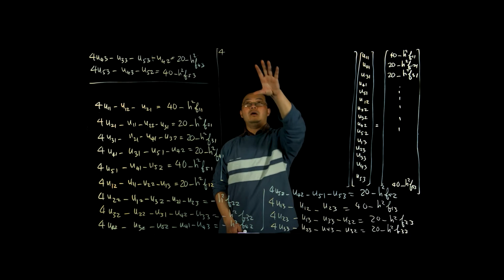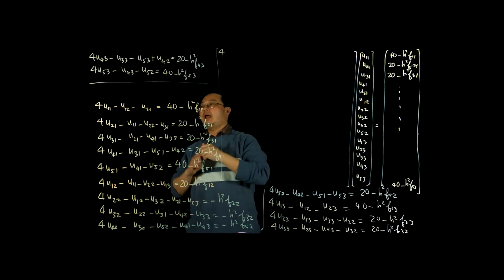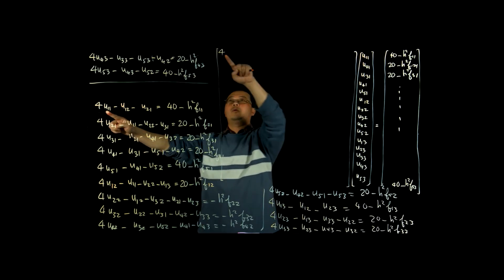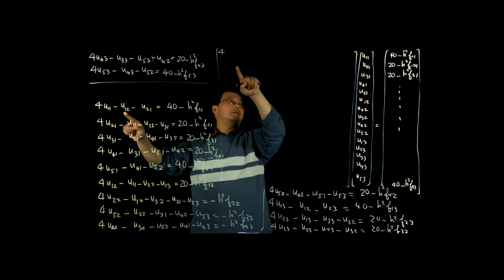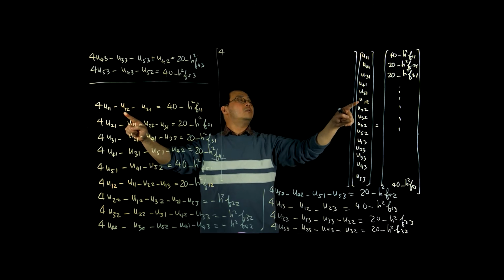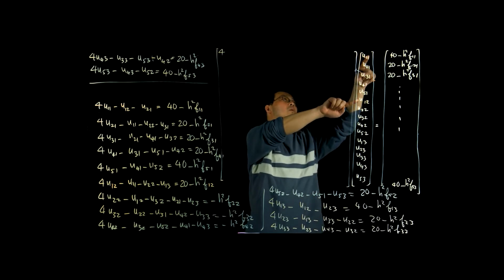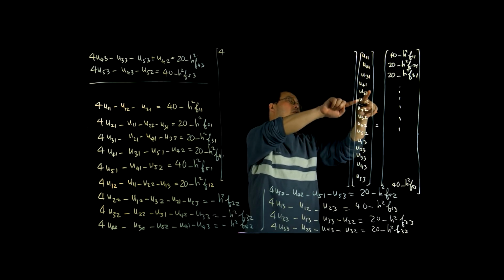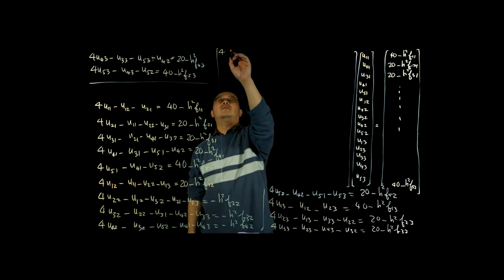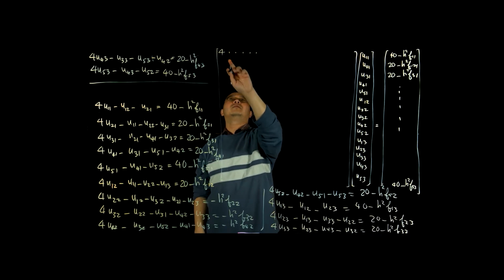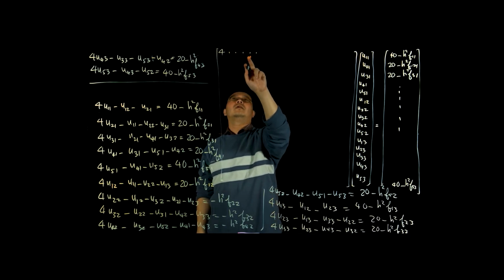Okay, so how do we write out the matrix? So for 4 U11, you put number 4 here. Then minus U12, so minus U12 here. So we have to write, 1, 2, 3, 4, 5, and 6, and so on.